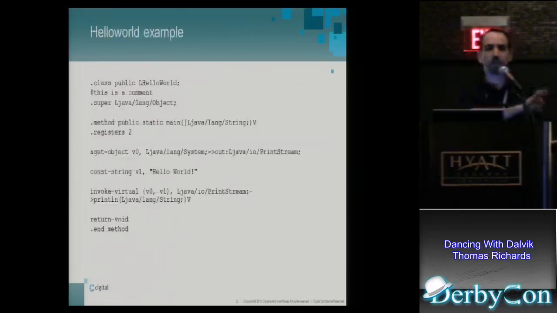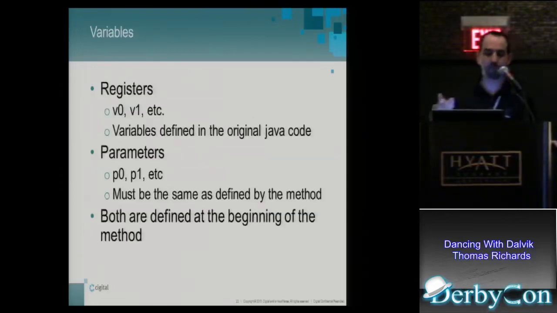Alright, this is a hello world example I took from the smali project page on Google Code. We're going to use this to step through and figure out what's going on here, what these different pieces do, and learn what each instruction is supposed to be doing. First thing is the variables. There are registers and parameters. The registers are the variables defined within the code. So you'll see v0, v1, etc., all the way up in the code. Those will reference variables that are used by the application.